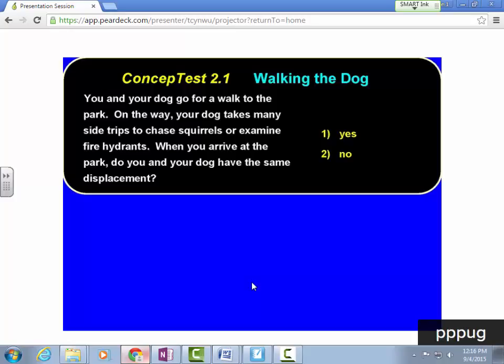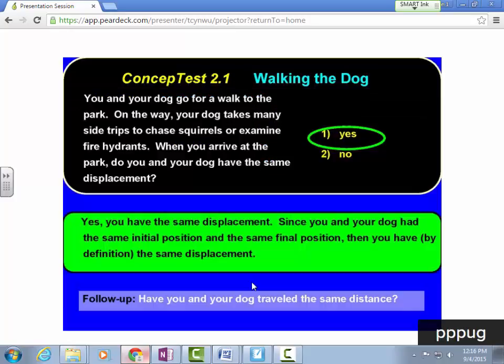All right. I forgot to break out my hourglass. Five seconds. So it looks like you all got it right. Very good. Yes, you and your dog have the same displacement. Did you travel the same distance? Obviously not.